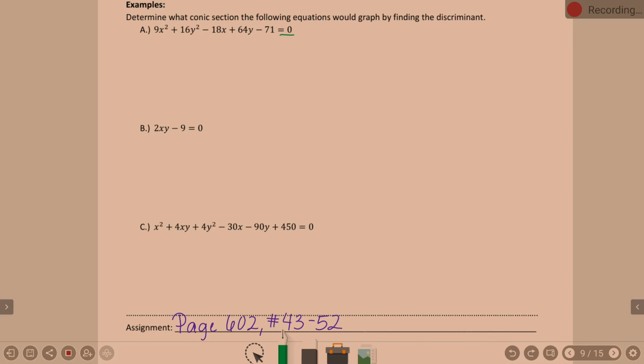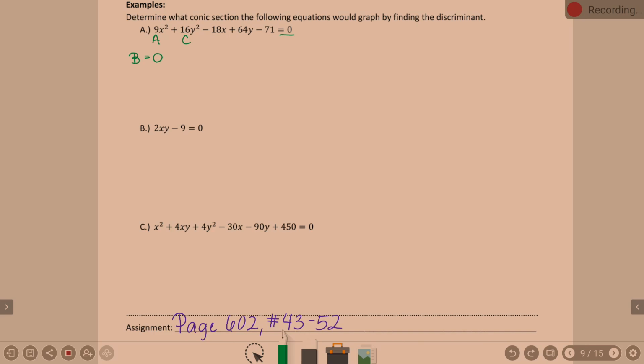Since 9 is in front of x squared, what letter does that make it? A. 16 is in front of y squared. What is that? That is your C. What about B? Is there a B? No. We don't have an xy term, so we don't have a B. So what are we going to use for B when we get there? 0. We're going to use 0 because we don't have an xy term.